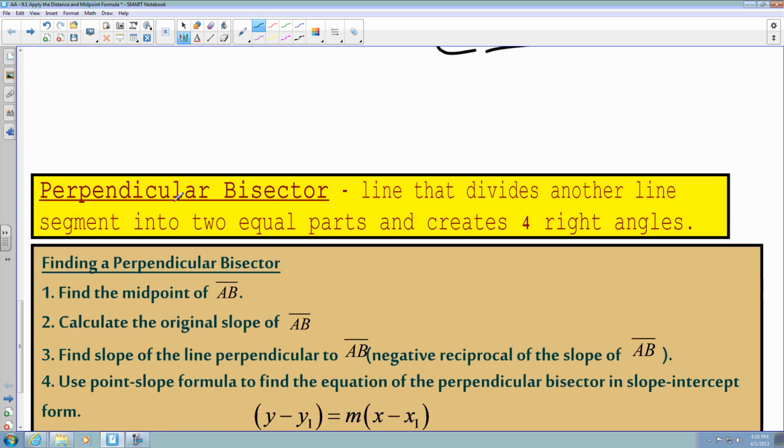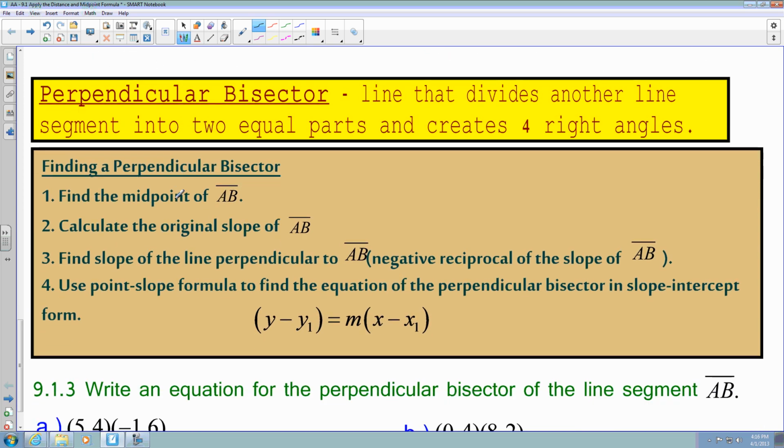Last thing that they want us to do in our homework is be able to find the perpendicular bisector. And the perpendicular bisector is a line that divides another line segment into two equal parts and creates 4 right angles. Kind of something like this.